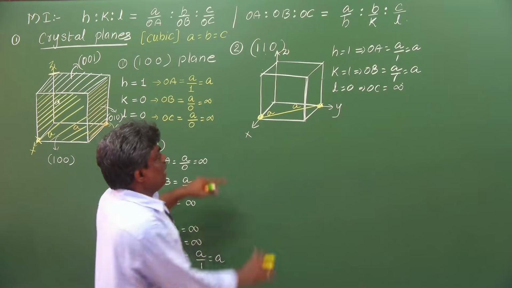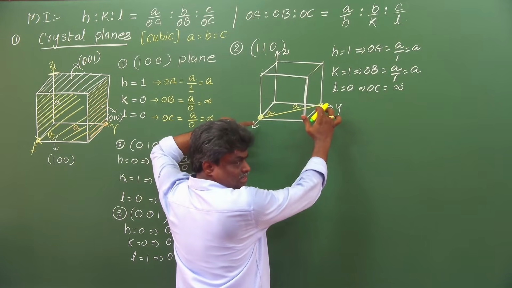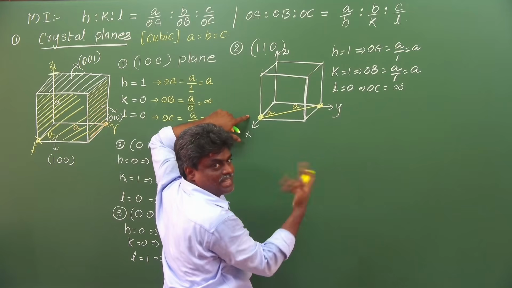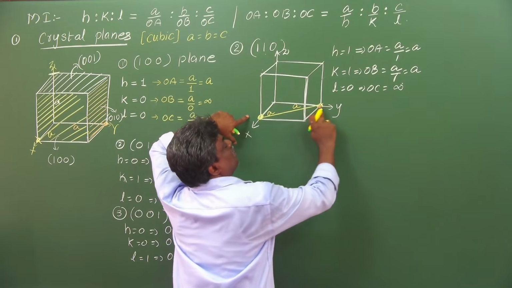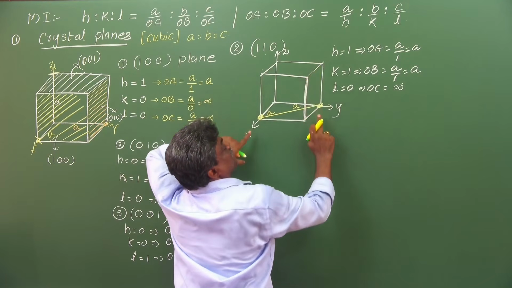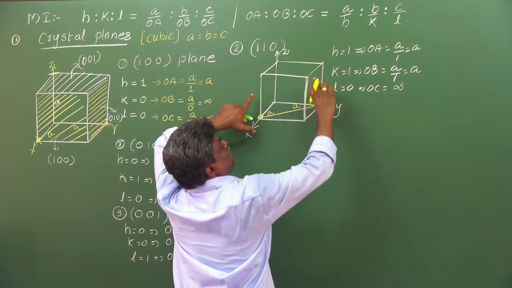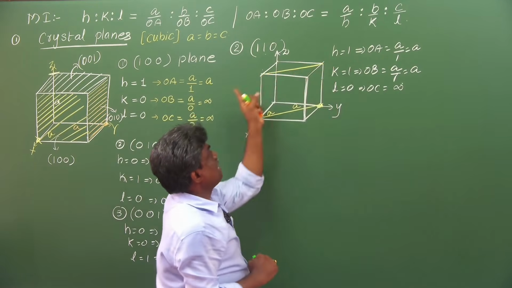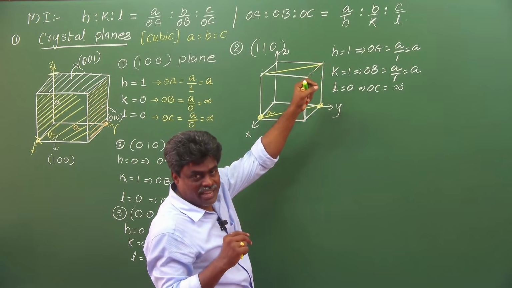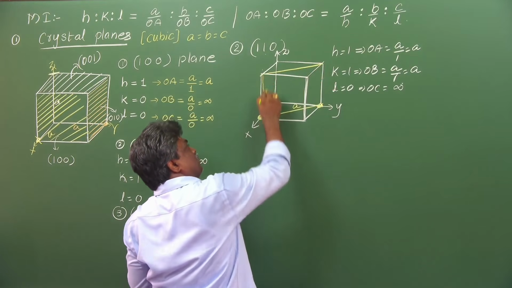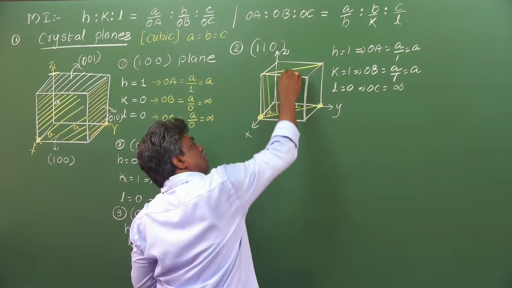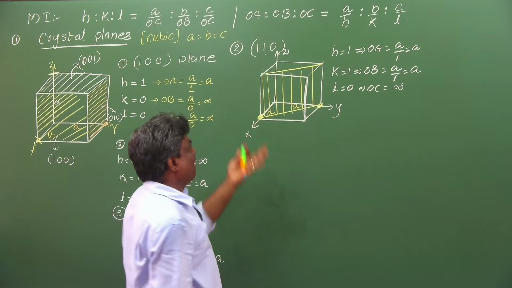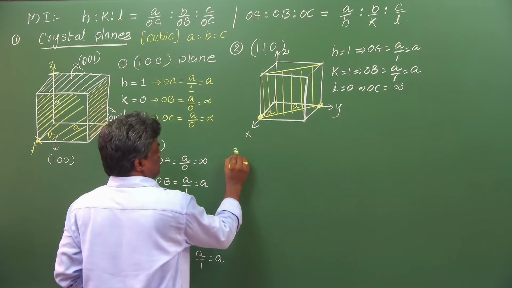Once you join this, okay, this is x axis and this is y axis. It is not cutting the z axis. That's why I am not joining. So once you join this, take the parallel line, a set of parallel lines, something like that. So parallel lines like this. This line is also not cutting the z axis. That's it. That is a 110 plane. This is okay. Please do this.